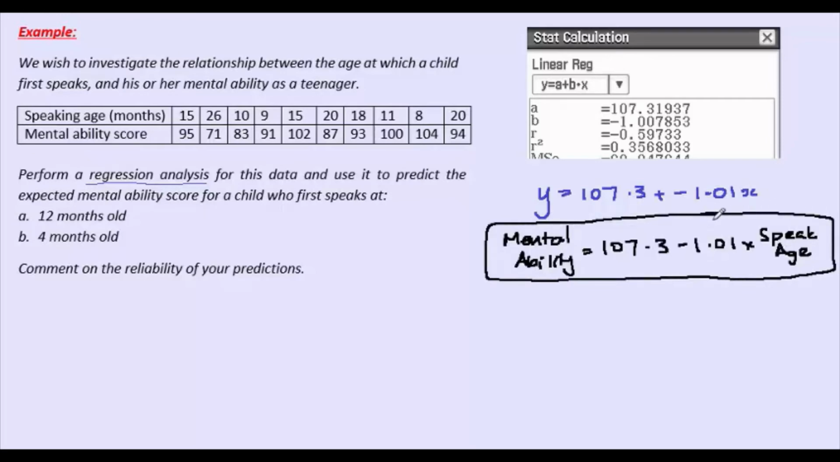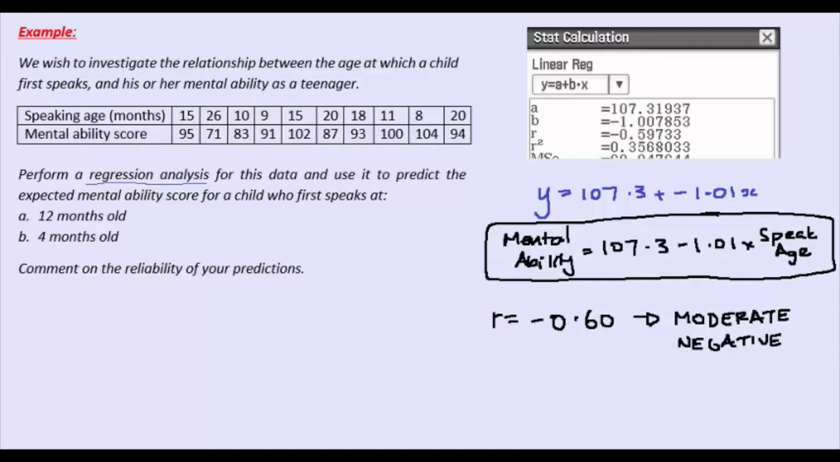Now, to do my regression analysis, I also need to have a look at R and R squared. So my R is negative 0.60. This means it's a moderate and negative relationship. So let's have a look now in the calculator, making a scatter plot to find out whether it's linear or not.